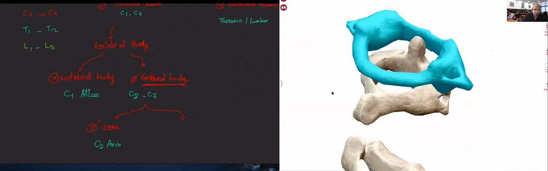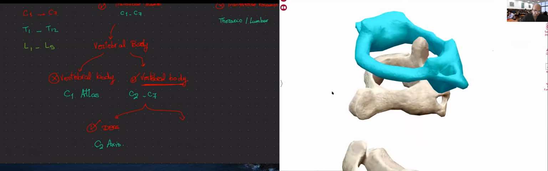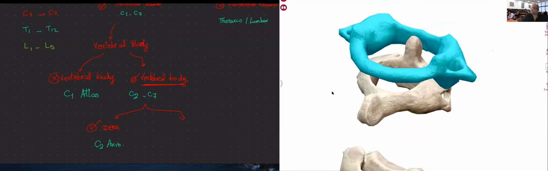Actually, the articulation between atlas and axis is what allows you to rotate your head from side to side. So the articulation here between C1 and C2 is what allows you to say no. All right, so you see on here, atlas didn't have a vertebral body for the dens of the axis to articulate with it. Does this make sense?